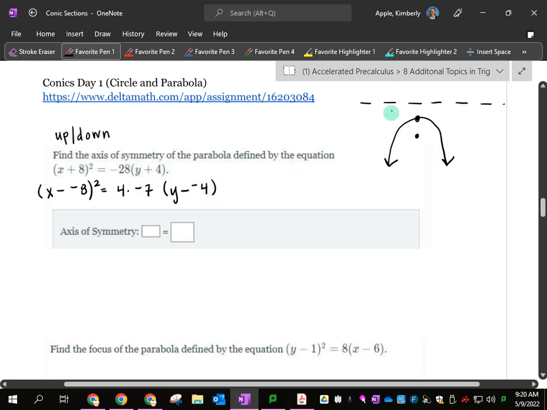Well, in order to find the axis of symmetry, which is this green line, what feature do you think I need? What is it passing through? It's going to pass through that vertex. And can I get the vertex from this equation? Yeah, what is it? Negative 4. This one will be -8, -4.